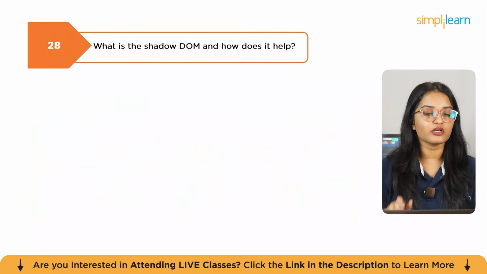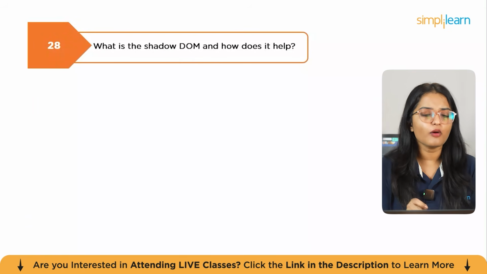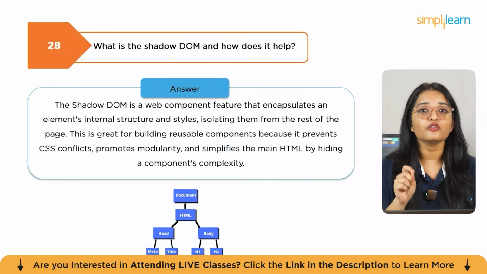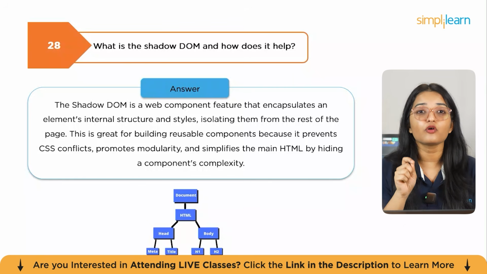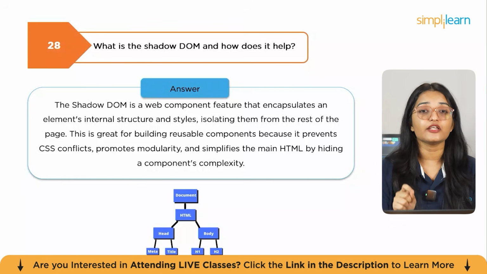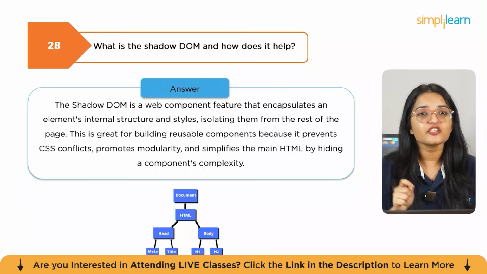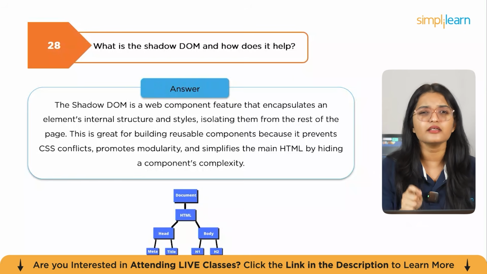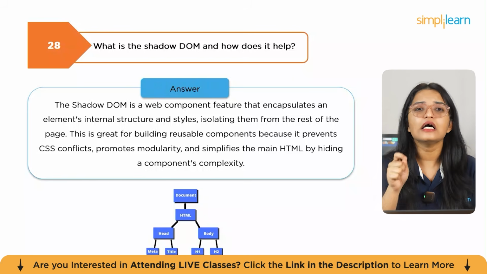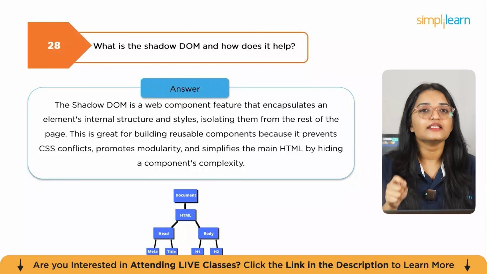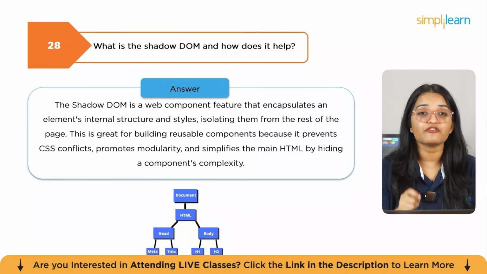Our 28th question on our list is: what is the shadow DOM and how does it actually help? To answer this, you say that the shadow DOM is a feature of web components that provides a way to encapsulate a part of the web page DOM. It creates a shadow tree that is attached to a standard HTML element, but its internal structure and styles are completely isolated from the rest of the page. This is incredibly useful for several reasons.